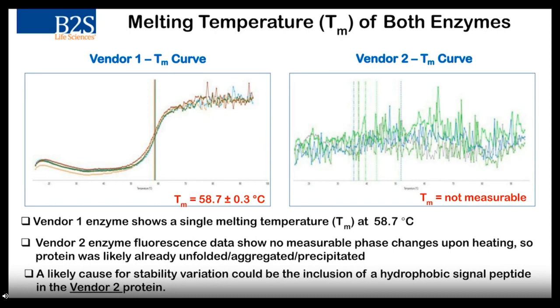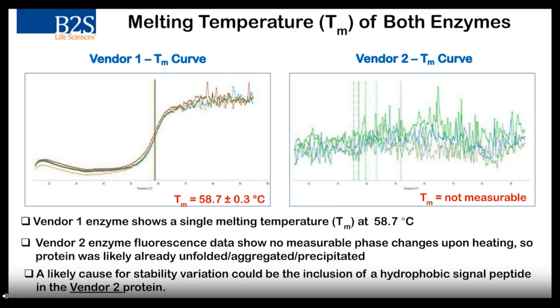Examining the data for the two vendor enzymes, again, we see a stark contrast between the two data sets. On the left-hand side, we have the vendor 1 material TM curve, which shows the normal sigmoidal morphology. And then on the right-hand side, we have the vendor 2 TM curve, which essentially looks like noise. So we don't get a real TM value for that. The melting point for the vendor 1 material was about 58 degrees C.